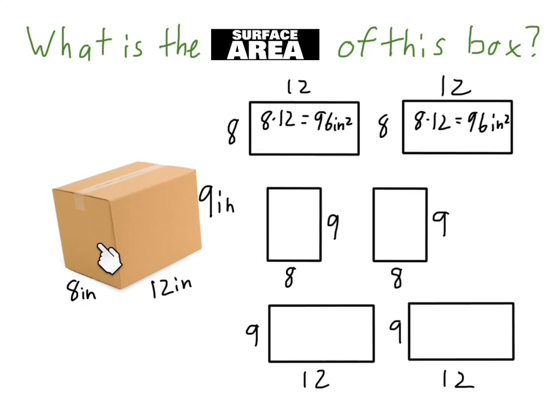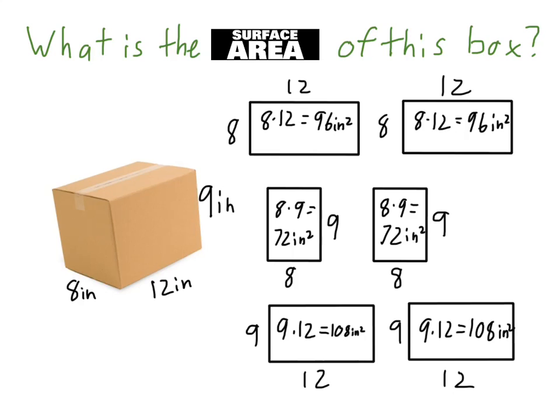Now we're going to do our front and back. So those are also rectangles, which is base times height, 8 times 9. So we get 72 inches squared on that one, 72 inches squared on that one. Good. Now we're going to do our left and right sides, which is 9 by 12. And 9 times 12, our base times height, right, is 108 and 108.